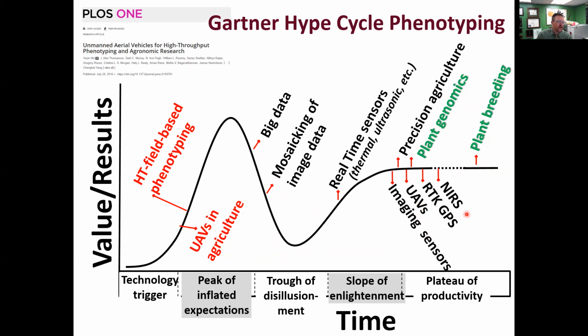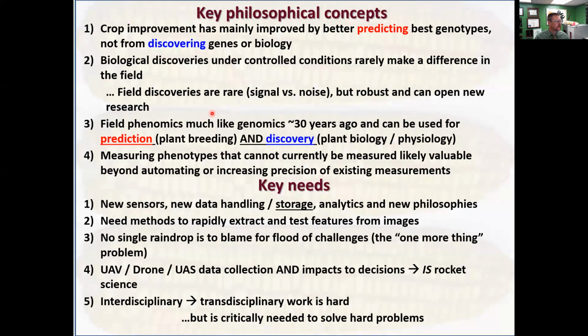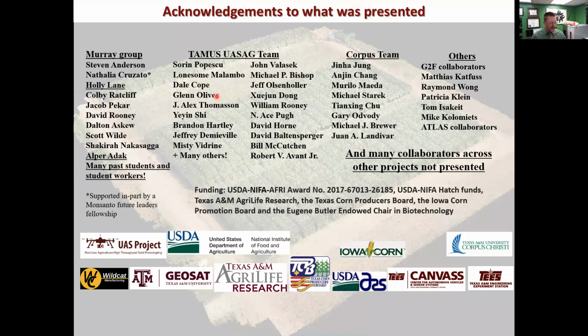Plant breeding is a very mature, highly productive technology. Plant genomics maybe a little bit less so, right? Precision agriculture maybe a little bit less so. We cover this in our +1 article by Shi et al. on unmanned aerial vehicles. I'm going to skip over that, and I'm going to go to acknowledgements here because I took the full hour I was planning on taking.